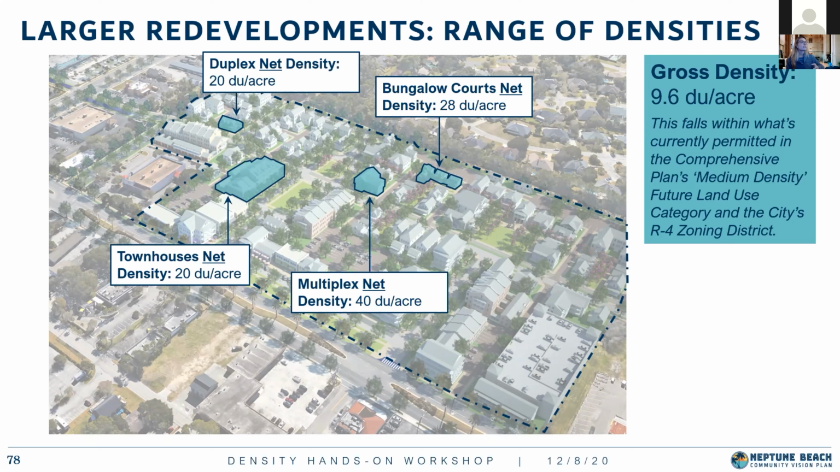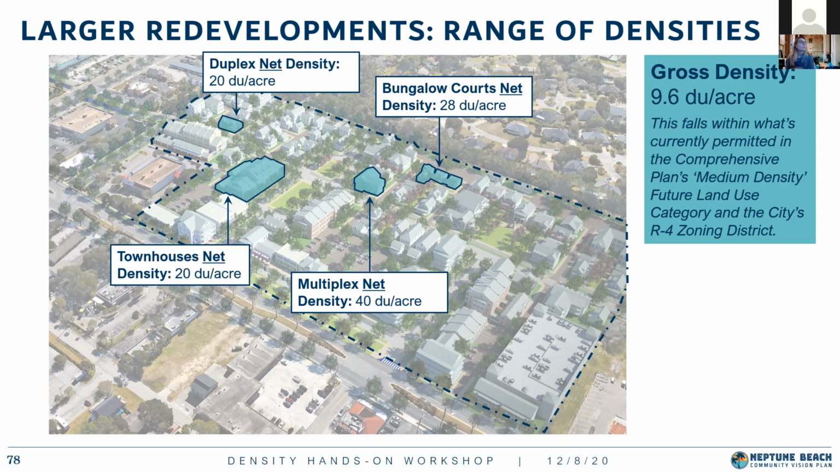One, the gross density of what was illustrated is 9.6 dwelling units to the acre. So that is actually within the threshold of what the comprehensive plan considers medium density. That was the future land use category with the maximum gross density at 10 dwelling units to the acre. And that's also what the zoning currently allows in the R4 zoning district.